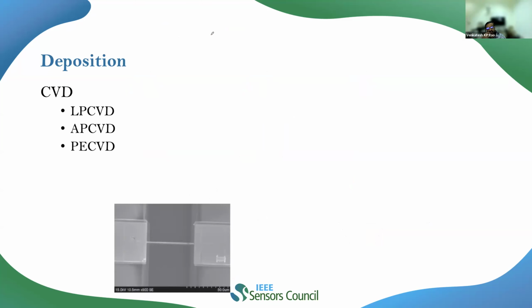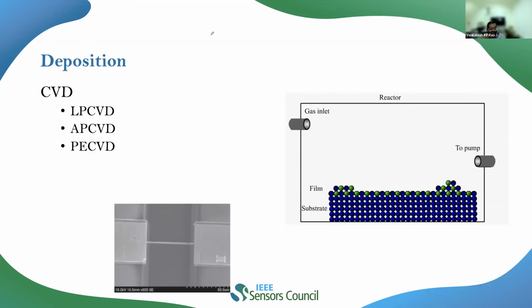On the other hand, if you want to go to the CVD, or chemical vapor deposition, we do have a CVD chamber and we can push in that. Depending upon the operating pressure, we can classify them into low pressure CVD and atmospheric pressure CVD. If you are making use of the plasma environment, we can even have the PECVD, that's the plasma enhanced CVD.